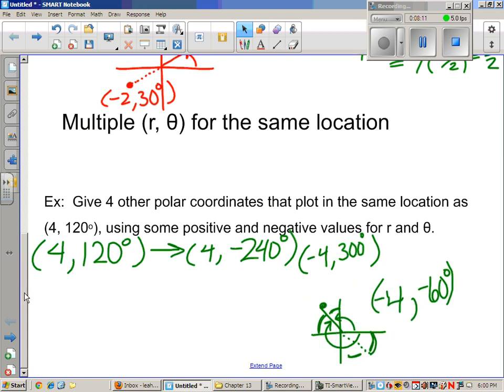So there's one with a negative r and a negative theta. So I've got a combo of each. I use some positives and some negatives for my r's and for my thetas.